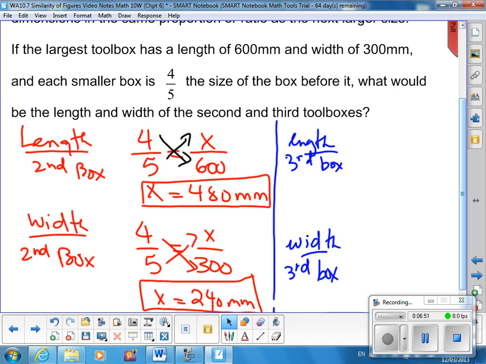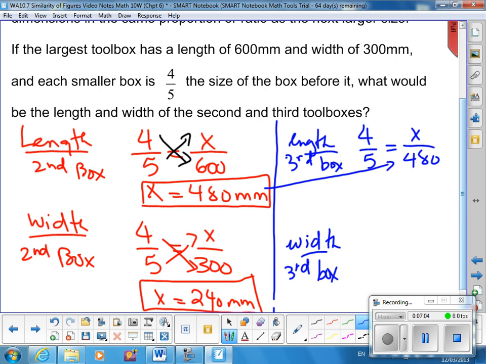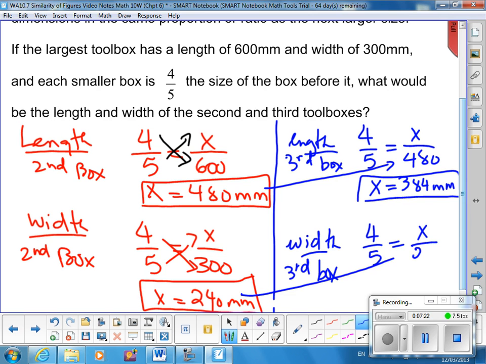Now, when we do the next box, we actually have to use the dimensions from the second box, not the first one. So again, the same scale factor, but we want to make the second box smaller. So we get 480 this time. Okay, so we're going to take the second box and make the third box, which goes inside. It's going to be smaller, and it's 384 millimeters. And 4/5 equals x, because we don't know the scale size, but we know it's 240. So x equals 192 millimeters.